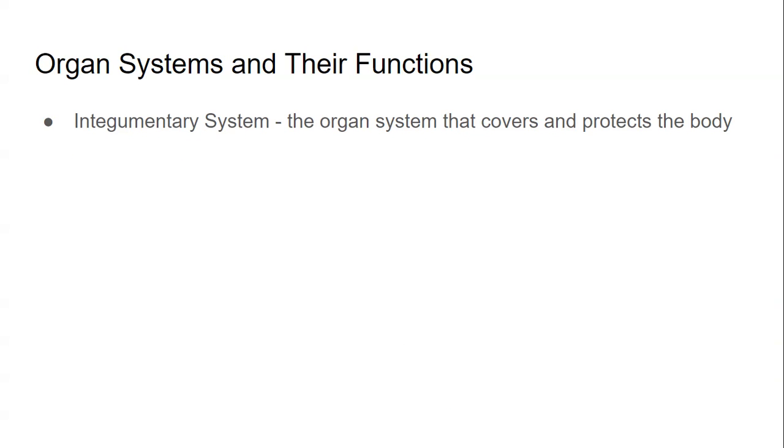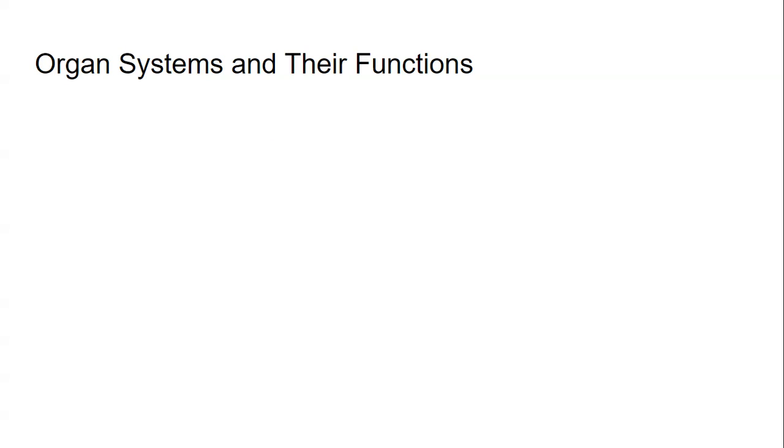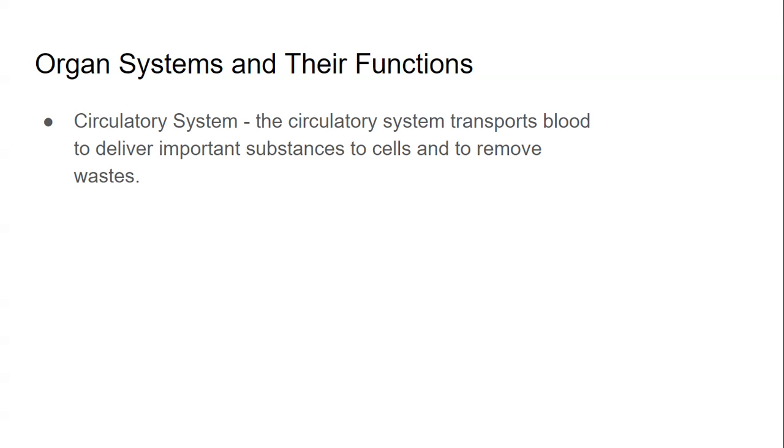We also have the integumentary system. So this is the organ system that simply covers and protects the body. So the main organ that we have is skin. So your skin is what covers and protects everything else. Now, as a part of this, you're also going to get hair and the different layers of the skin, but for the most part, we're focusing upon the integumentary as just the skin and hair and anything that covers and protects your body.